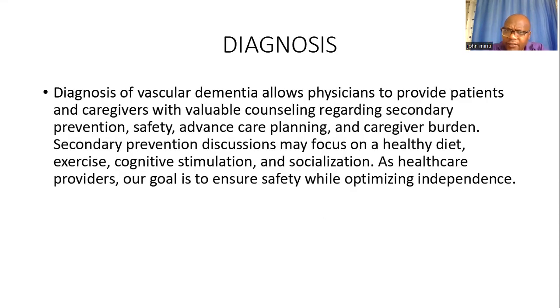Diagnosis. How do you diagnose this disease? The diagnosis of vascular dementia allows a physician to provide the patient and the caregiver with valuable counseling regarding secondary prevention, safety advice, care planning, and caregiver burden. Secondary prevention discussion may focus on healthy diet, exercise, cognitive stimulation, and socialization. As a healthcare provider, our goal is to ensure safety with optimal independence. The diagnosis is based on clinical examination and also cognitive performance measures. In this case, you have to see your patient for quite some time, even up to 1 year, before we realize some of these minute features in the early stages.